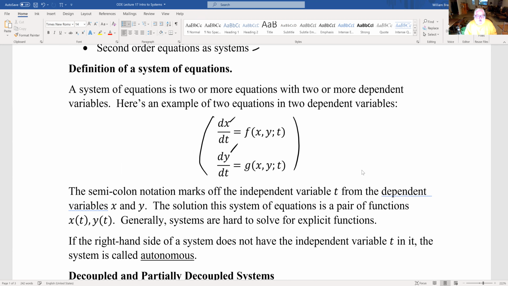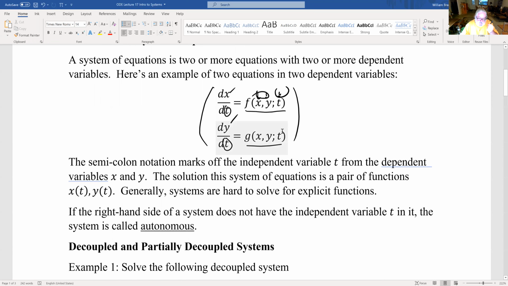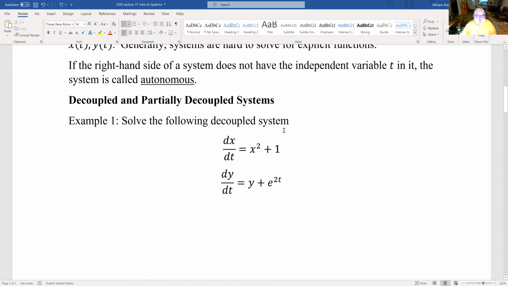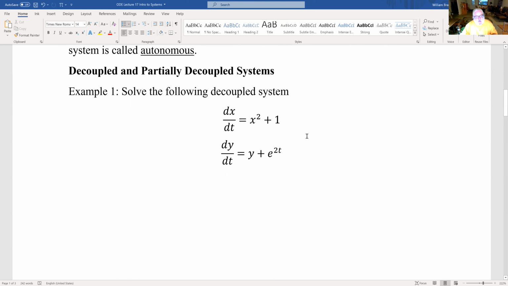x and y are dependent variables. We want to solve for x as a function of t and for y as a function of t. But the right-hand side of the differential equation depends for both x and y on x and y and maybe also on t. And we'll put a semicolon there to sort of separate off the dependent variables x and y from the independent variable t. If there's no t's on the right-hand side, then it's called autonomous, right? So this is a non-autonomous system.